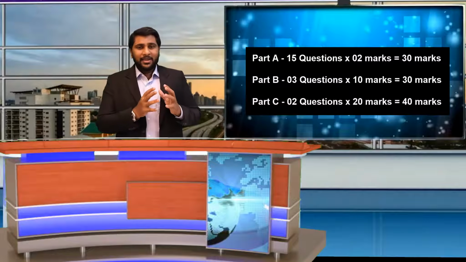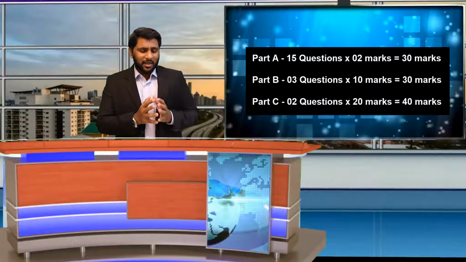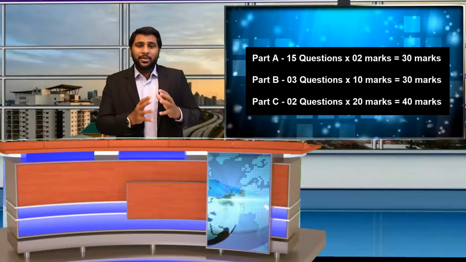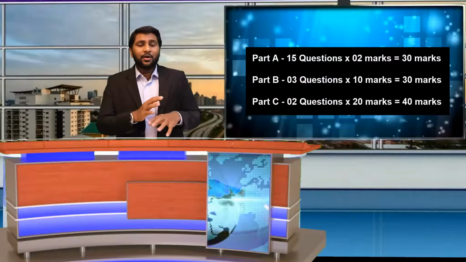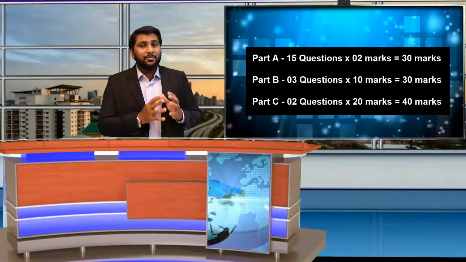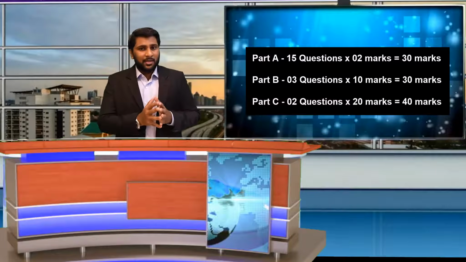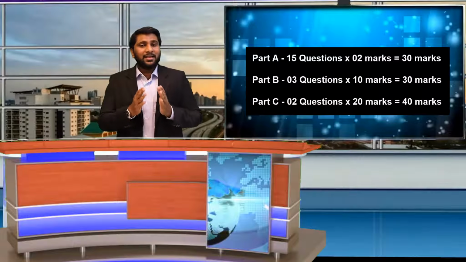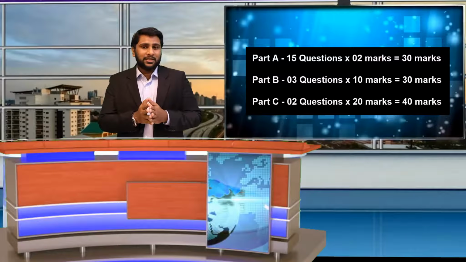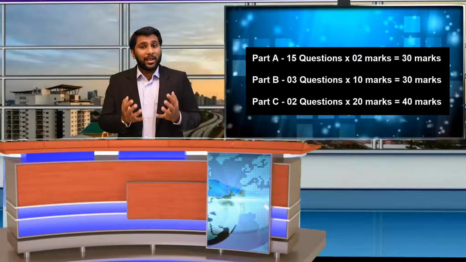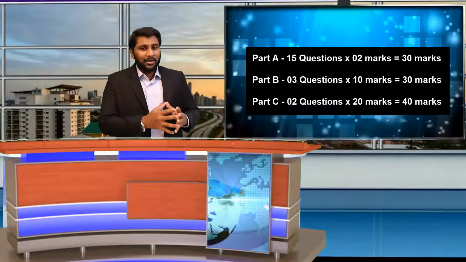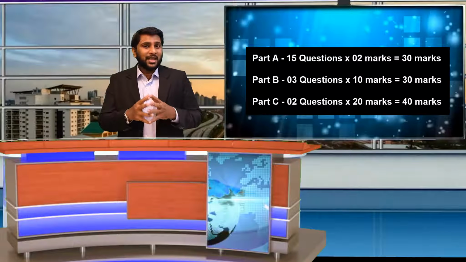If you take part A of your paper, I told you there are 15 questions. Out of those 15 questions, there will be 5 easy questions. If you get all 5 easy questions correct, you will score 10 marks from that part. Then in part B, you have 3 ten-mark scenario based questions. For each scenario, there will be a minimum of 2 easy questions. So for 3 scenarios, 6 easy questions. That means you can score another 12 marks, as each question gets 2 marks. So from part A you have scored 10 marks, from part B 12 marks, that means in total 22 marks as of now.